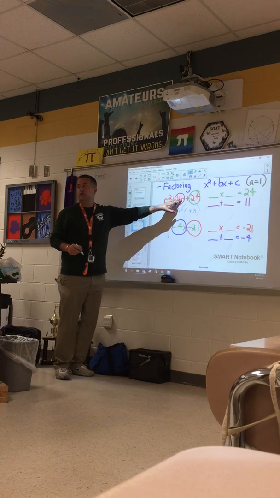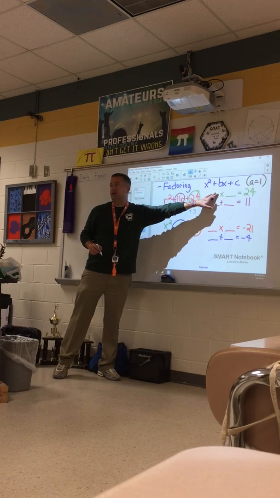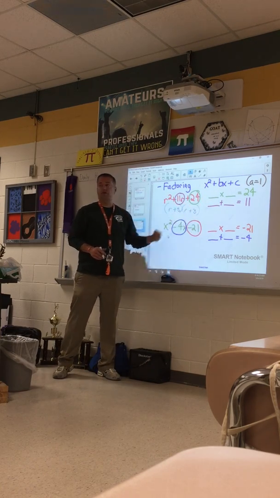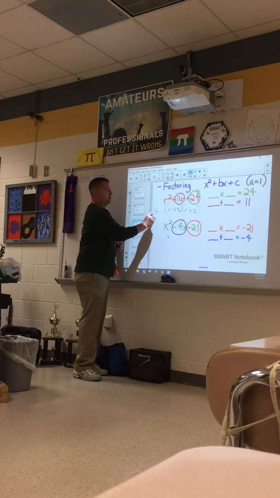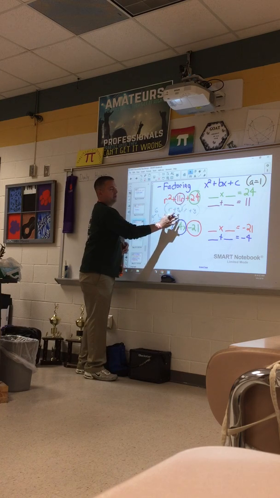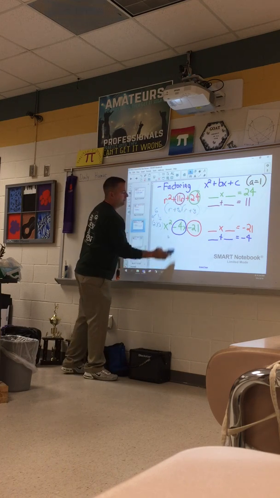This is not an equation. I'm not setting this equal to 0. Okay, I'm not solving anything. I just want to factor it. If I want to factor 6, that factors as 2 times 3. This factors as r plus 8 times r plus 3.